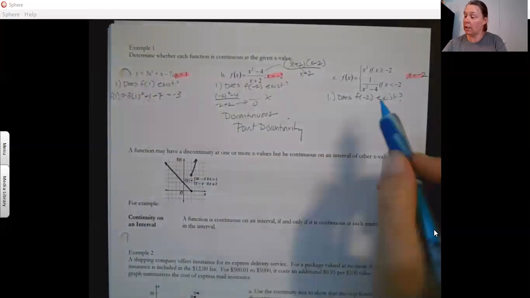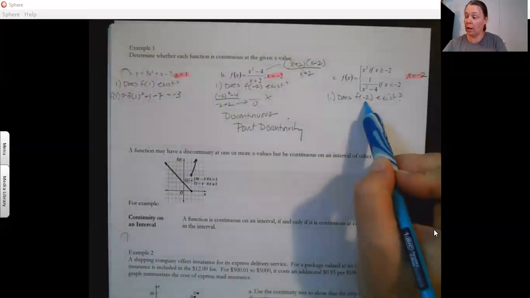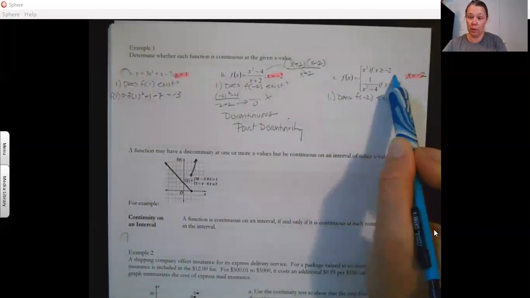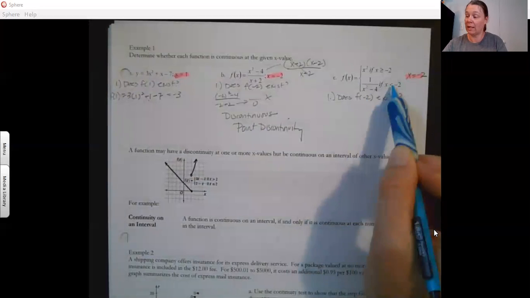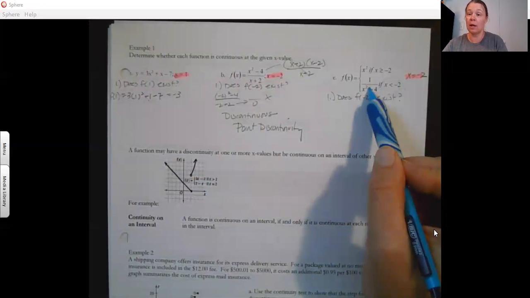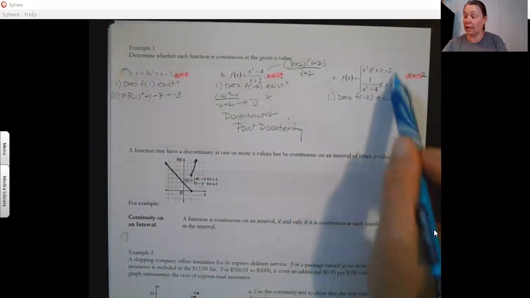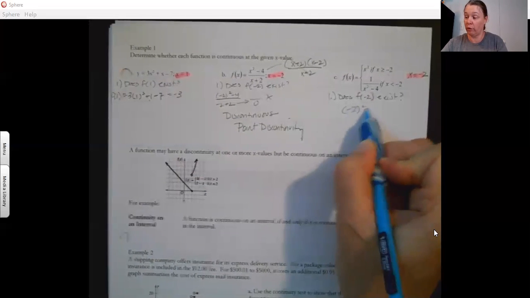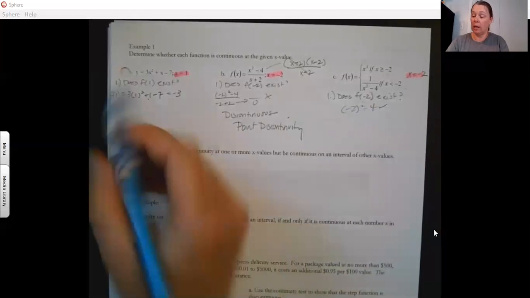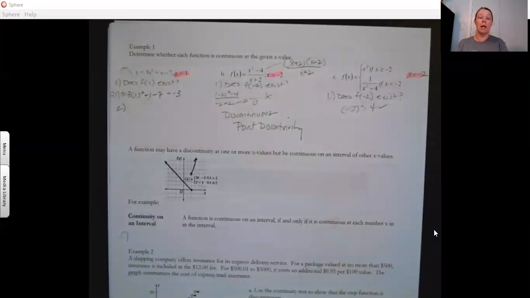Okay, now this one, does f of -2 exist? So when I look at this rule, this says plug into x squared if your x value is bigger than or equal to -2. Plug into this rule if x is less than -2. So you might be looking at this and saying, oh, wait, I'm gonna put this in there. It doesn't exist. But this rule says I should be plugging the -2 in up here. So -2 squared is 4. Okay, that does exist.